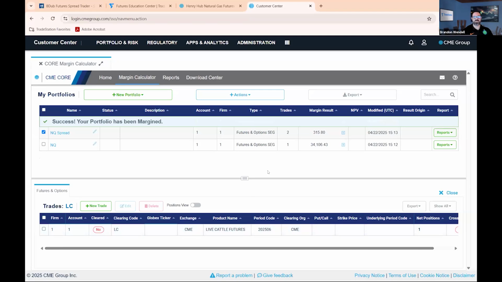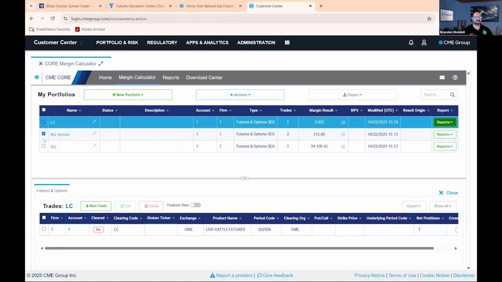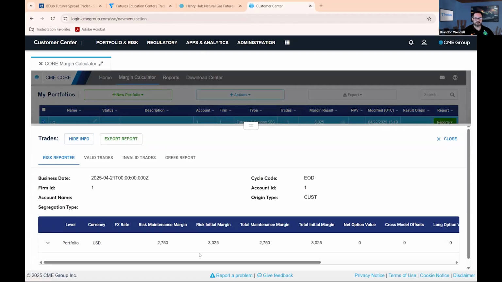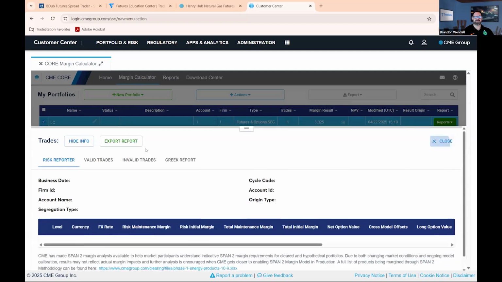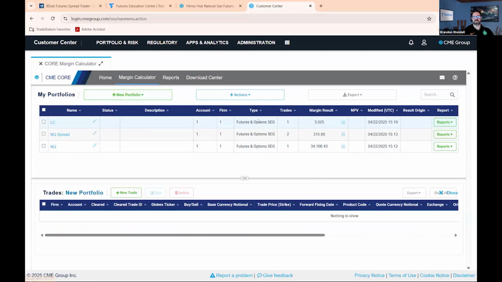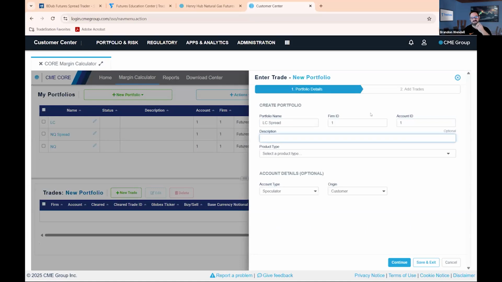So the margin on this one should be coming up in a moment. Actually, it won't because I already had the other one checked. So now I have to click on reports. Not a big deal. And there it is, $3,025. However, if I want to do this as a spread, I go back, LC spread. I don't know why you have to, but you have to put some number in that firm ID and the account ID in order to get this working.